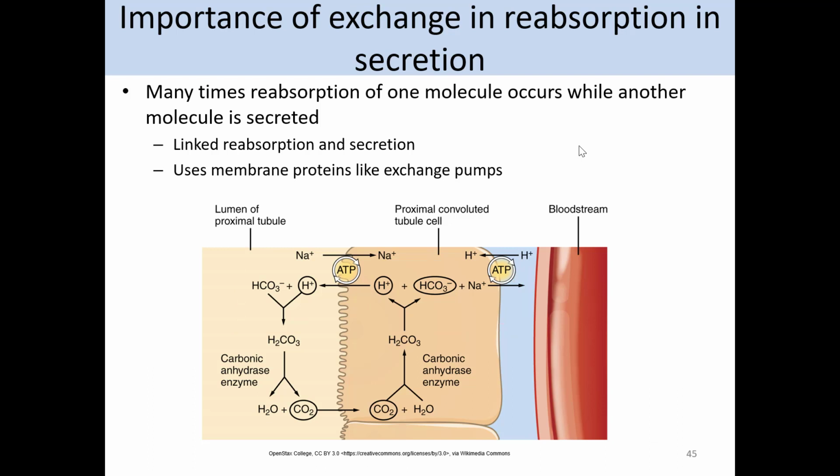On the basolateral side, we are going to be pumping the sodium into the interstitial fluid in exchange for bringing the acid into the renal tubule cell. Then on the luminal side, we are going to be pumping the hydrogen ions into the tubular fluid in exchange for bringing the sodium ions into the renal tubule cell. And this process is really important for getting rid of acids.